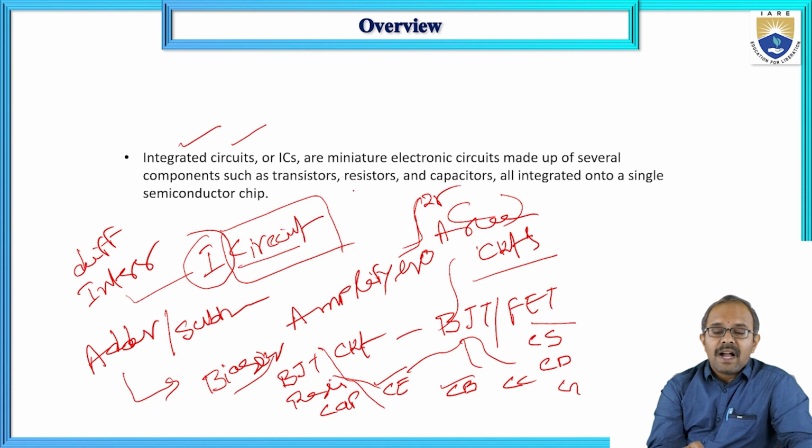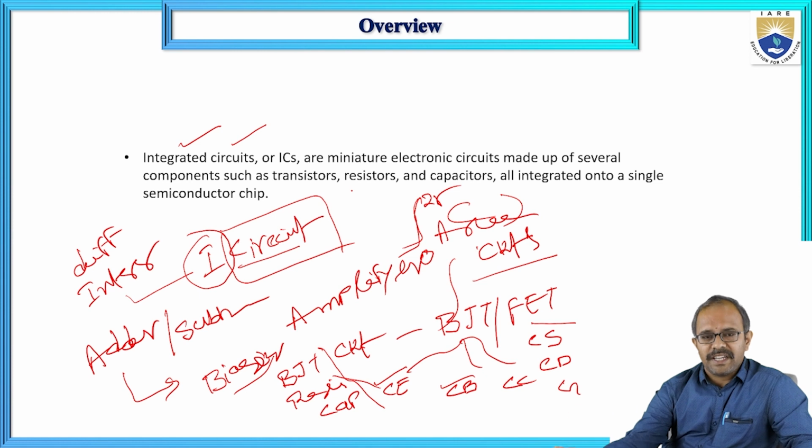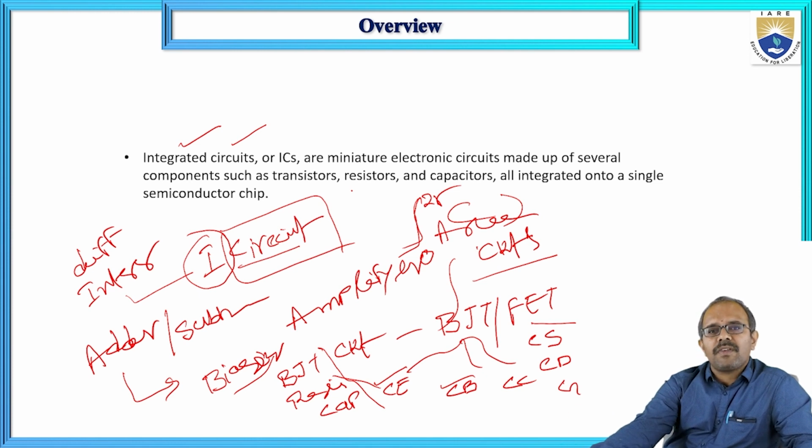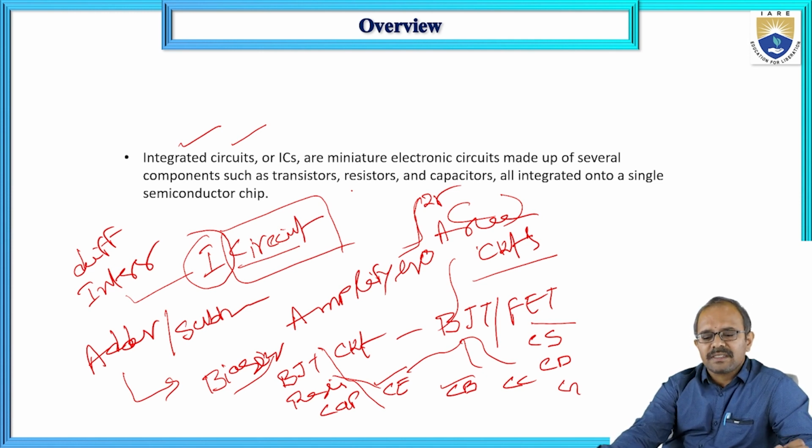So this is one thing. And what about the size of this IC? We said we can design any circuit, and we have given an example of an amplifier circuit, and an example of an adder circuit. The biggest worrying point here is going to be the dimension or size. They are obviously small in size. That's why it is a miniature electronic circuit made up of several components such as transistors, resistors, capacitors, all integrated onto a single semiconductor chip.